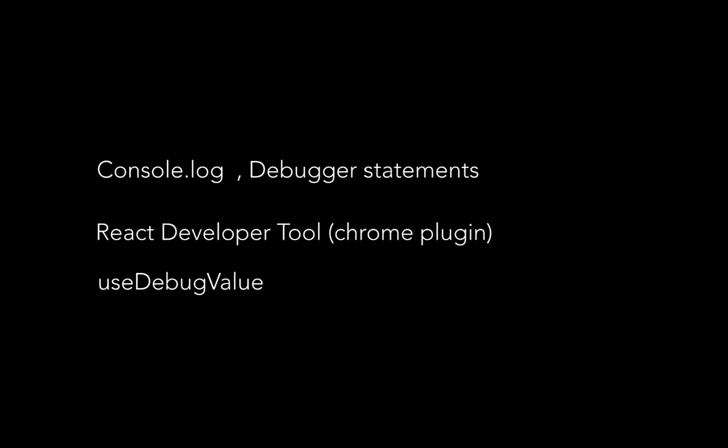Console log is quite famous. Debugger statements. I use React Developer Tools, which is a Chrome plugin. There is a new hook called useDebugValue. Obviously, the good old inspector. There are tons of stuff in the inspector that you can use to debug.